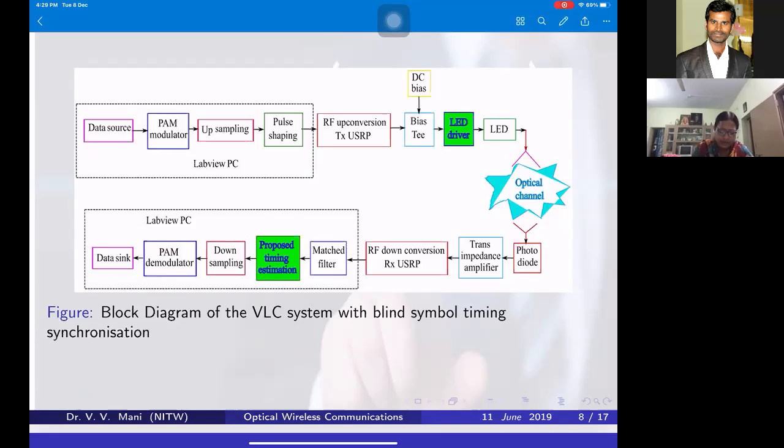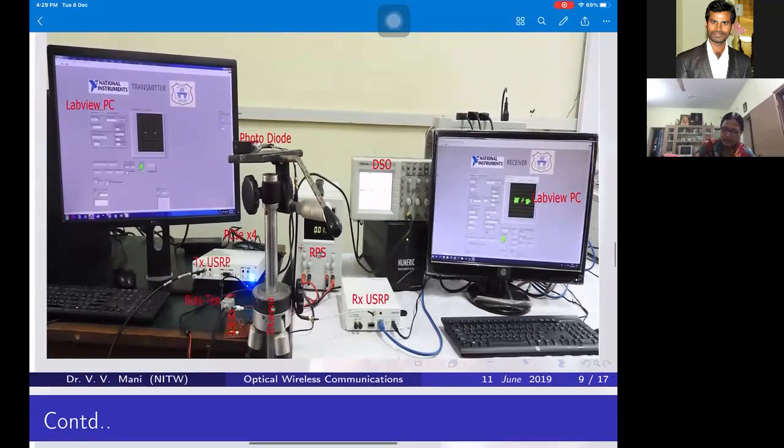And we proposed a timing estimation algorithm, because something new had to be added to this. So we proposed a timing estimation, and we did the rest of the procedure. Okay, so you can see this in my test bed.